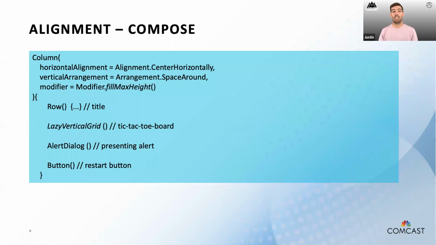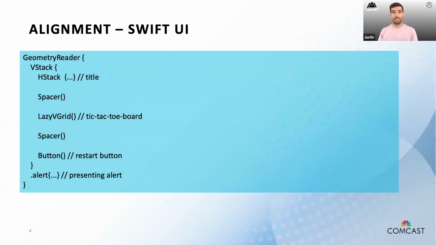Inside our column element, we've got a row, a lazy vertical grid, an alert dialog, and a button. And these are all, again, composable functions that we can pass into our parent function here being column, stating that these are all going to be children of that column, and the column dictates how they're laid out within the application. So let's take a look at what this piece looks like in SwiftUI.